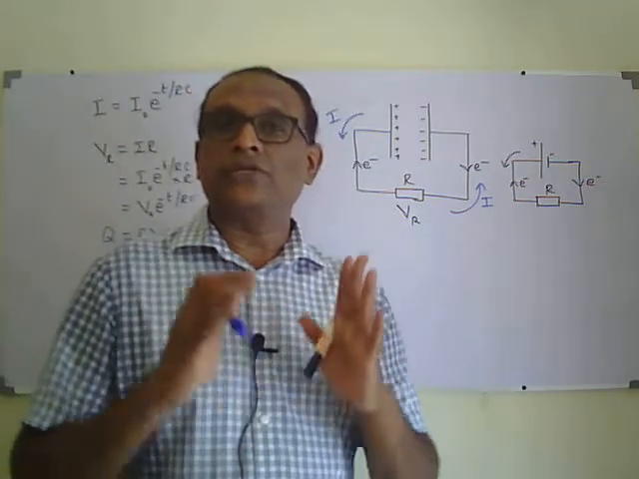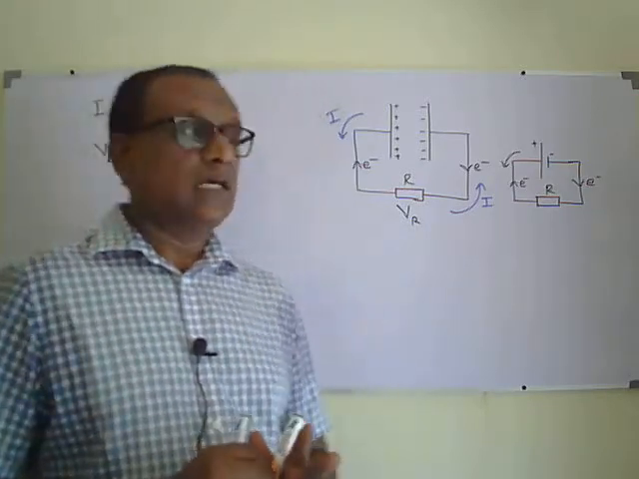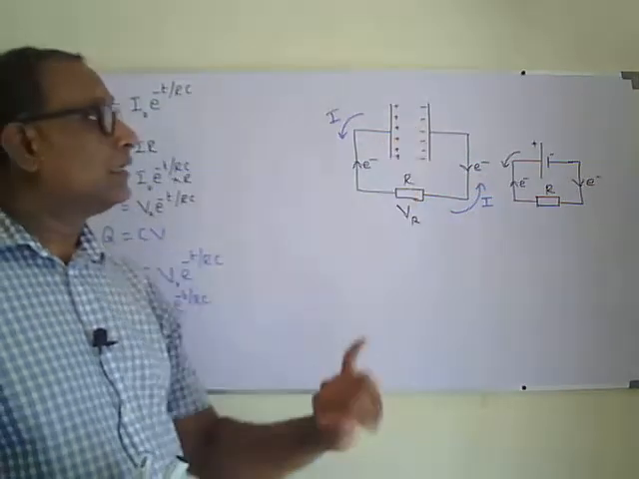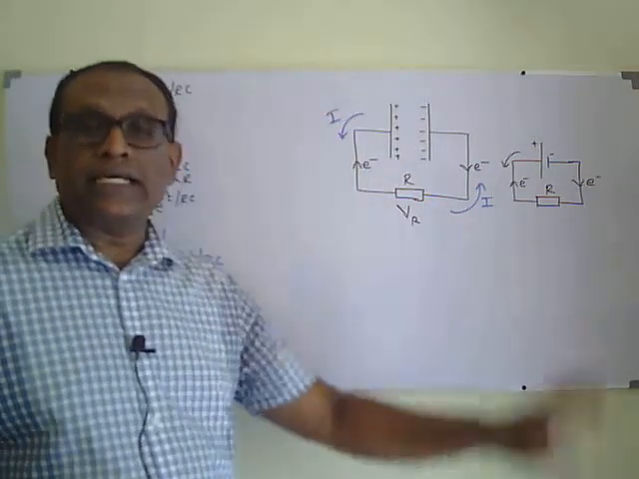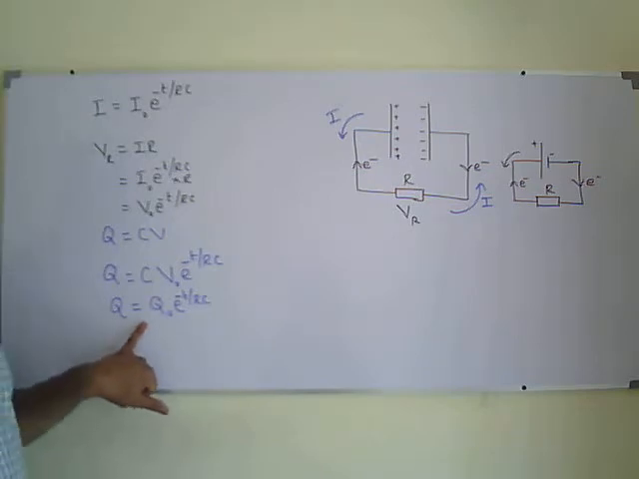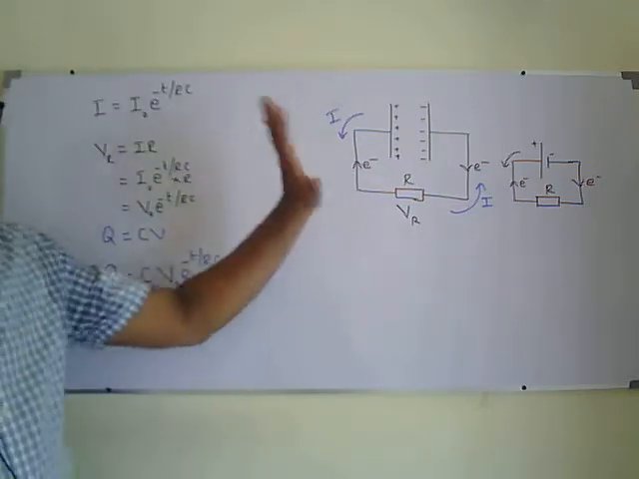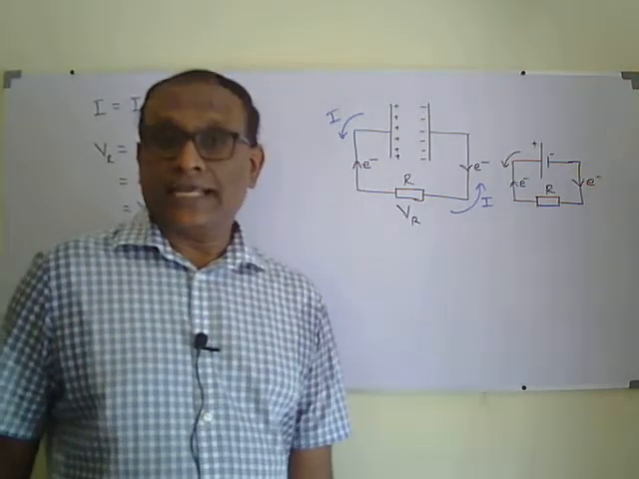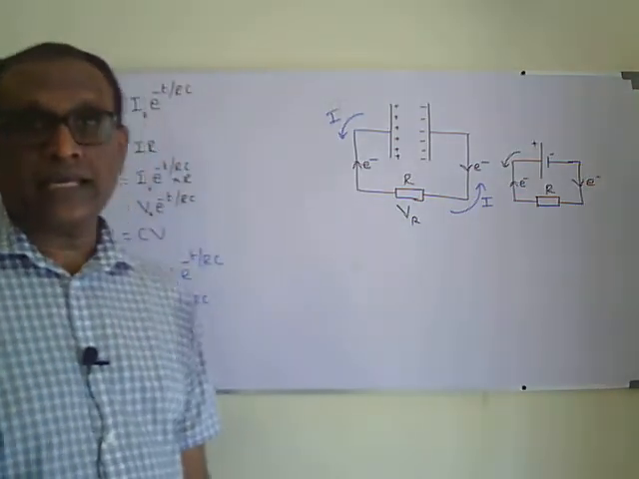So remember that during the discharging process, the voltage across the capacitor will decrease exponentially. The charge stored in the capacitor will decrease exponentially. And also the current flow during the discharging process will decrease exponentially.